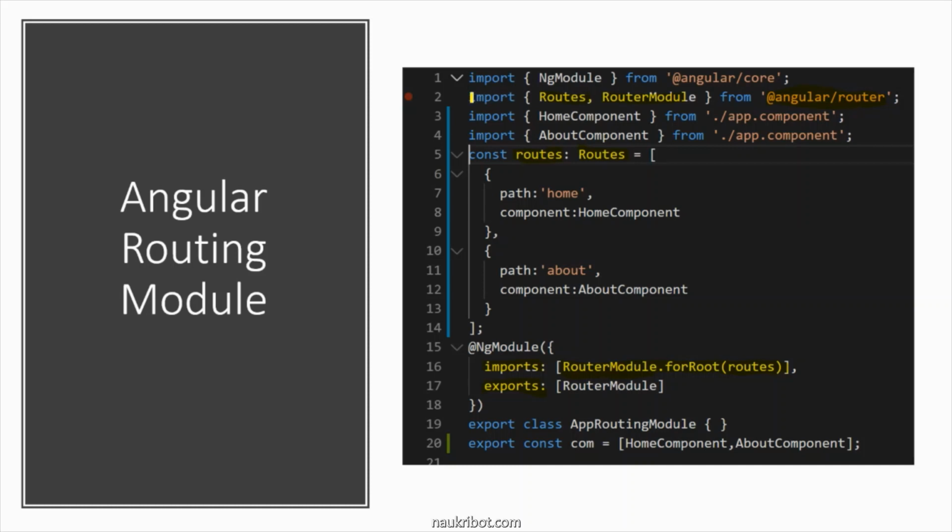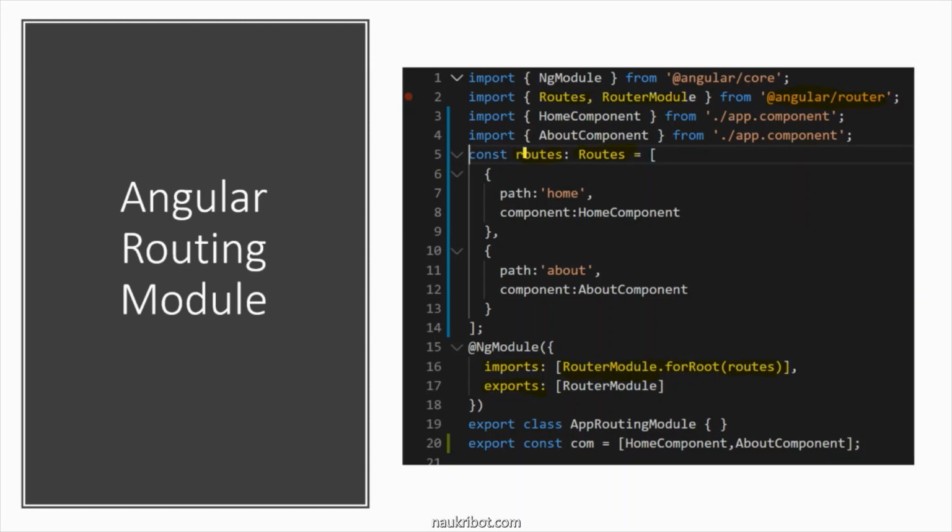Then, after importing, I told you that whatever we import, we need to specify inside the imports. That's why we write RouterModule dot forRoot here. We are passing all the routes that we defined here, and all the routes we define are of the type Routes.